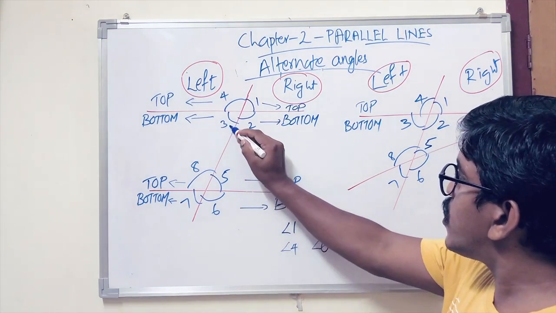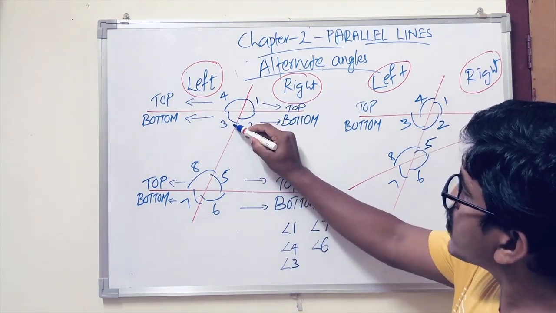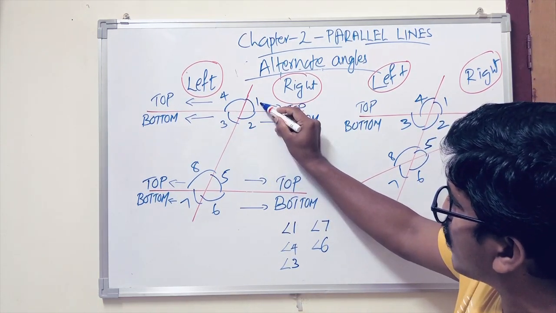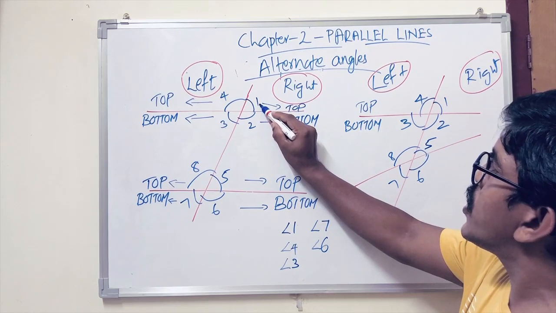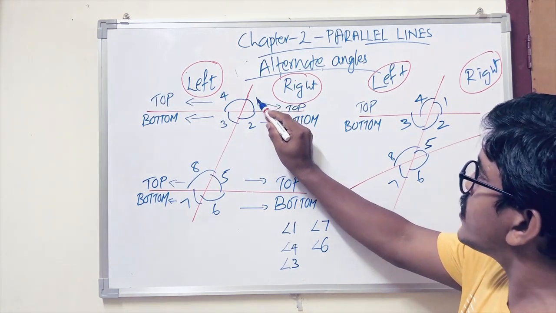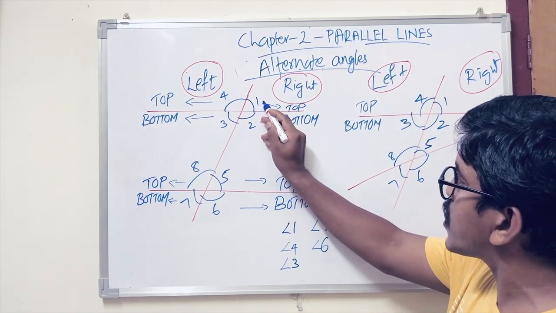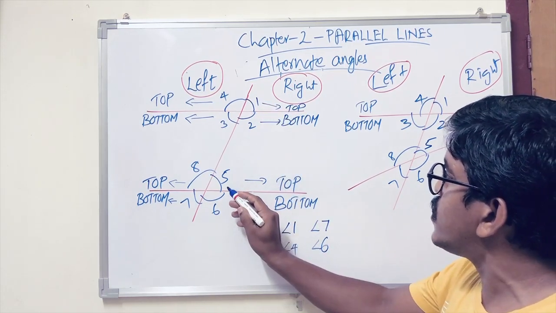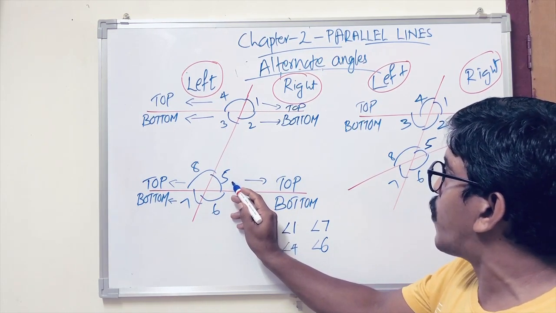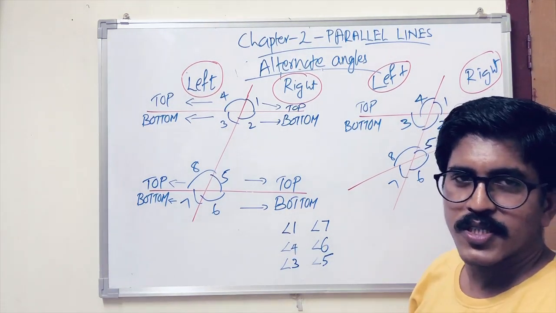Now, you can check the angle 3. So, first you need to find out the opposite angle of angle 3, that is angle 1. Second thing is, you need to find out the position of angle 1, that is right side top. The same position if you are marking in the second line, that is your answer. That is angle 5 is having the same position, that is right side top. So, angle 3 and angle 5 are alternate angles.